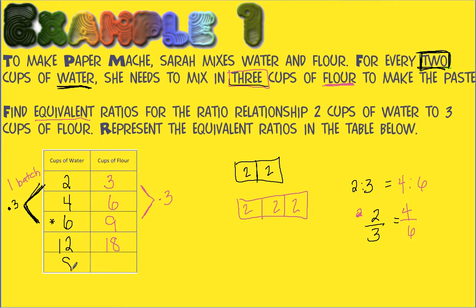Okay, I can also go from this and say, I want to make a quadruple batch, so multiply by 4 and I get 8, and multiply by 4 and I get 12. Again, just to create the equivalent ratios, we have to multiply. What we do to one ingredient, we have to do to the other, because otherwise, if we don't mix it properly, we're not going to end up with the correct paste for the paper mache.